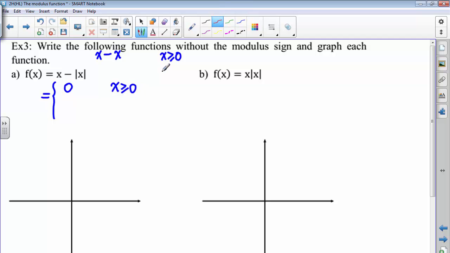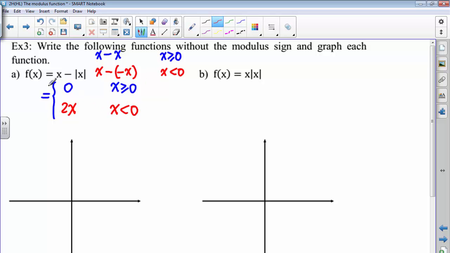The second piece is x is less than 0. When x is less than 0, when you want to remove these two vertical lines, you need to put a negative sign for x. So it's x minus -x. Simplify this one. The negative becomes plus x. So it's x plus x, 2x, when x is less than 0.